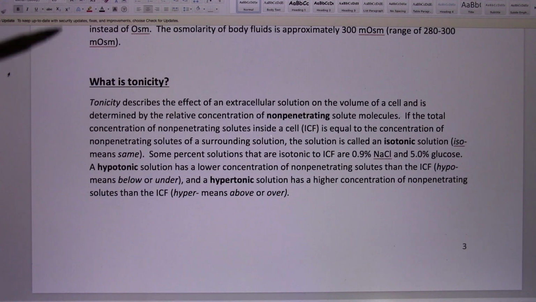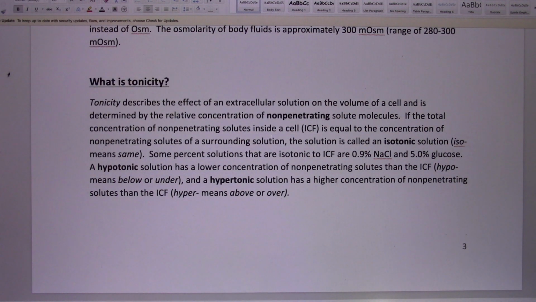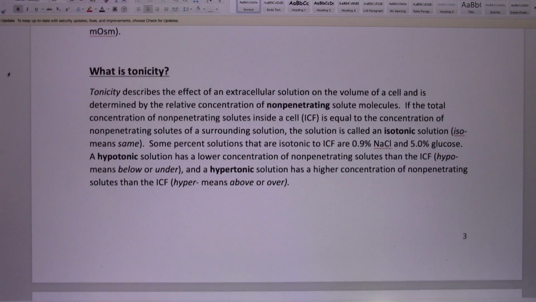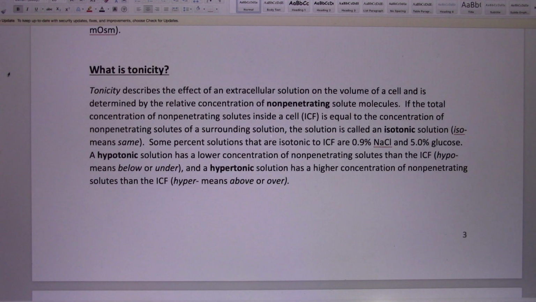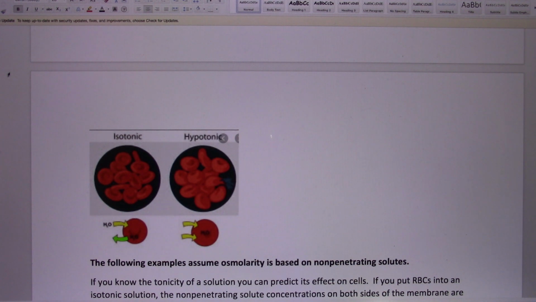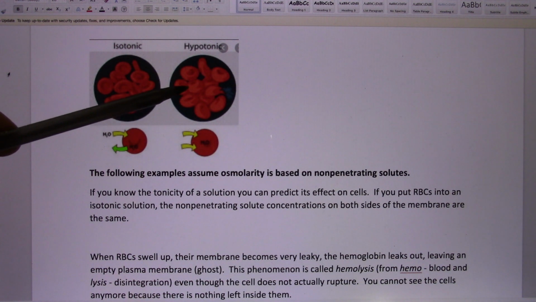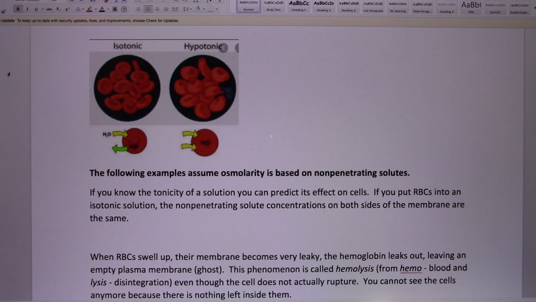And also, the key point for experiment 3 is that only the non-penetrating particle will decide the tonicity, because water needs to move to dilute the non-penetrating particle. So the tonicity is only affected by the non-penetrating particle. If the particle is penetrating, then water does not have to move. So when we talk about isotonic solution, hypotonic solution, it's all based on the non-penetrating particle, how many non-penetrating particles you have in the solution.